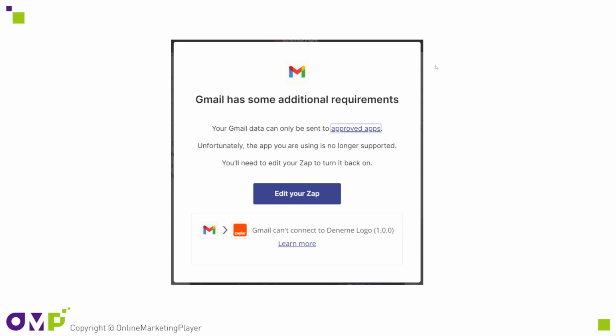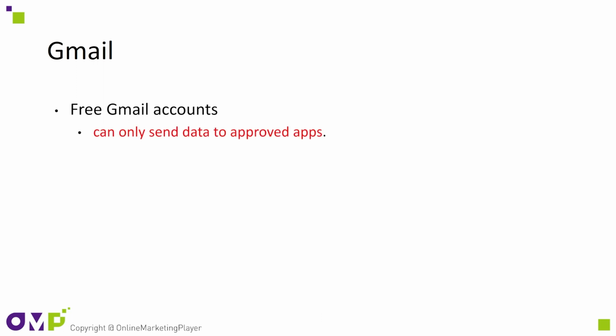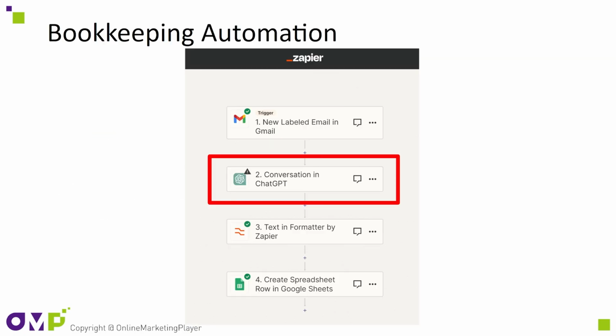If you are creating an automation in Zapier that involves the Gmail app, you may encounter an issue. Zapier doesn't allow you to publish the automation. This is because of a Gmail policy that only permits data sharing with approved apps. This policy is specific to free Gmail accounts. To overcome this, you can split your process into two separate automations.